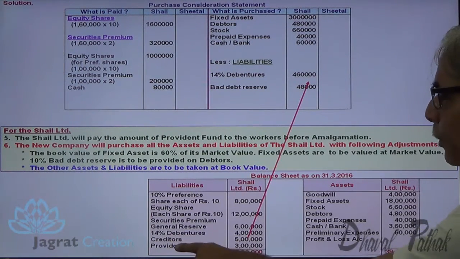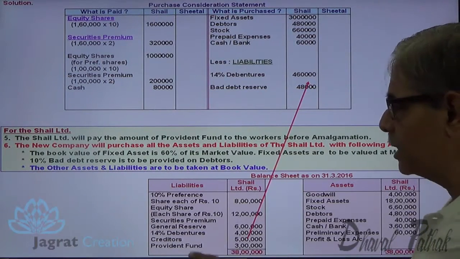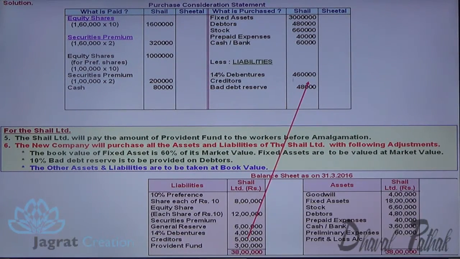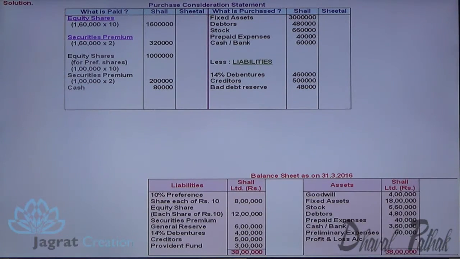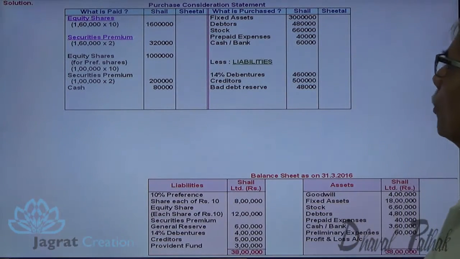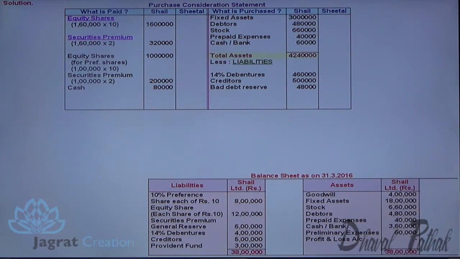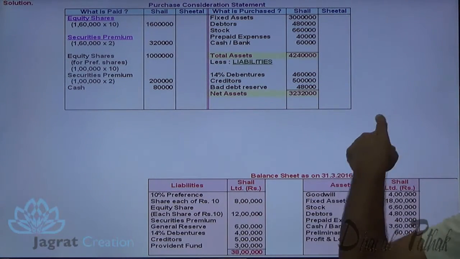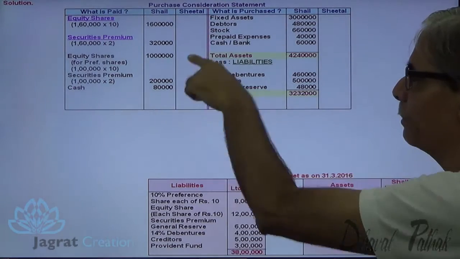Look at the liability side. Provident fund is already paid out, so cannot be purchased. Creditors 5 lakhs. Debentures exchange value already recorded. So this is how the assets and liabilities purchased are given to you. What is the total value of assets? This is the total of assets. Minus liabilities, this is the net assets. For these net assets, this is the payment made.